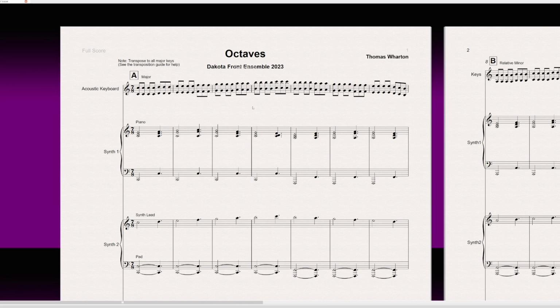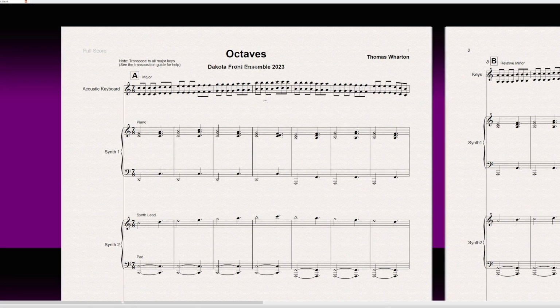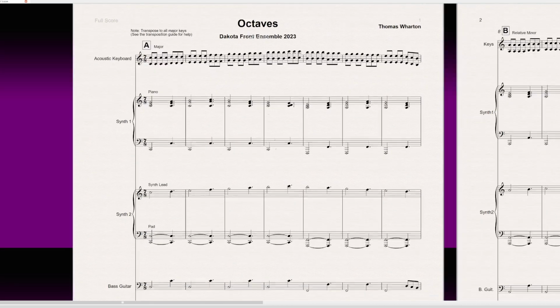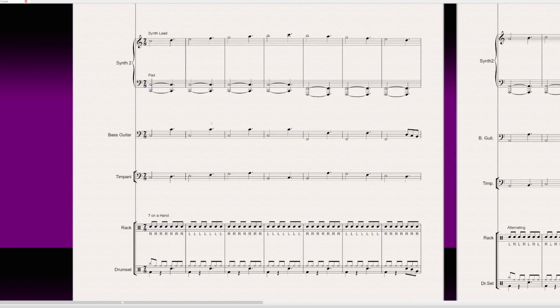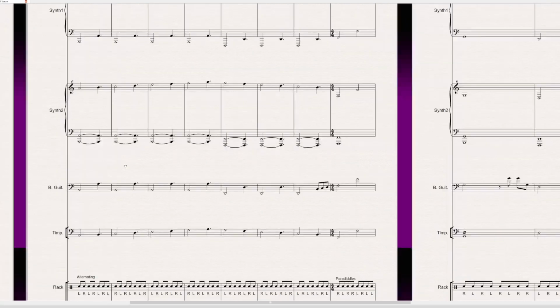Hey everyone, in this video we are going to learn how to transpose an exercise from one key to another. So in order to do this, first we need to understand a concept called scale degrees. So let's learn about that really quick.